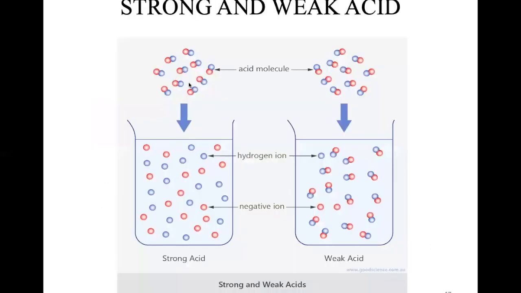So again, certain examples of strong and weak acid. These are molecules of acid. And if I put it in a strong acid, complete ionization has taken place. Positive and negative ions are formed. Blue is taken as hydrogen ions that are positive, and red is taken as negative ions.